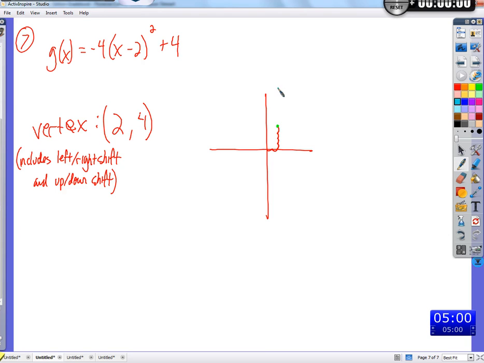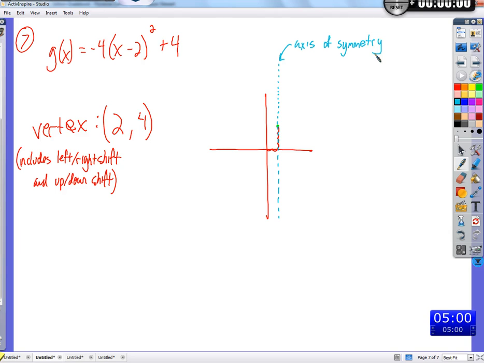Just a quick note here. If I know where the vertex is, then once I draw the parabola, what's going to be special about that dotted line I just drew? It's a line of symmetry. It's exactly it. This is right through the vertex. We call it the axis of symmetry, but there's no reason why we wouldn't call it the line of symmetry, other than this is what the books call it, axis of symmetry. Okay.